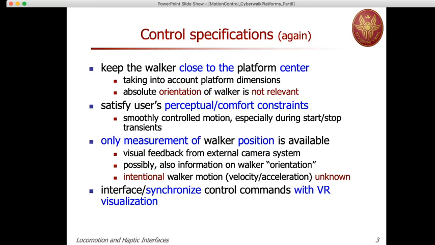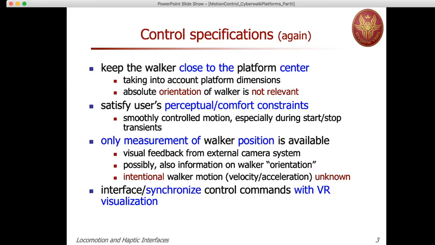Whatever we do with motion control of the platform, we should keep into account that there's a human user on top of it, and we should allow comfort to his walking, so we have perceptual limitation to be taken into account. Essentially, this transforms itself into the requirement of smoothly controlled motion, especially in the phase where we start and or we stop, because in that case the acceleration is quite large, and this was also the reason why for this larger platform, in order to not make it too large in a sense, we have also included a strategy of recentering the set point where the user should be brought.